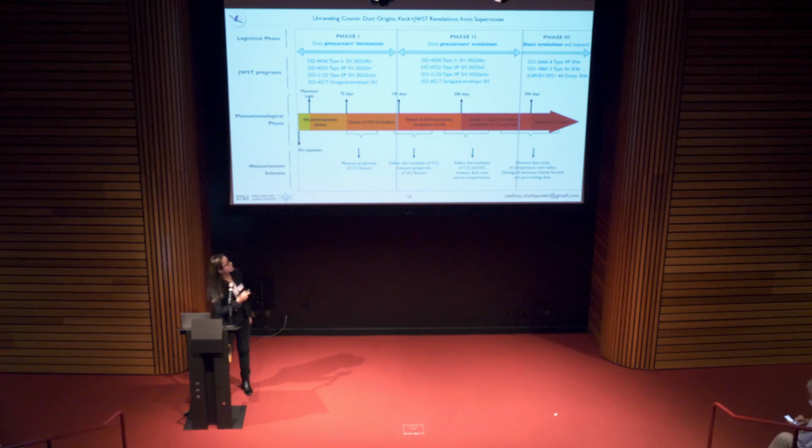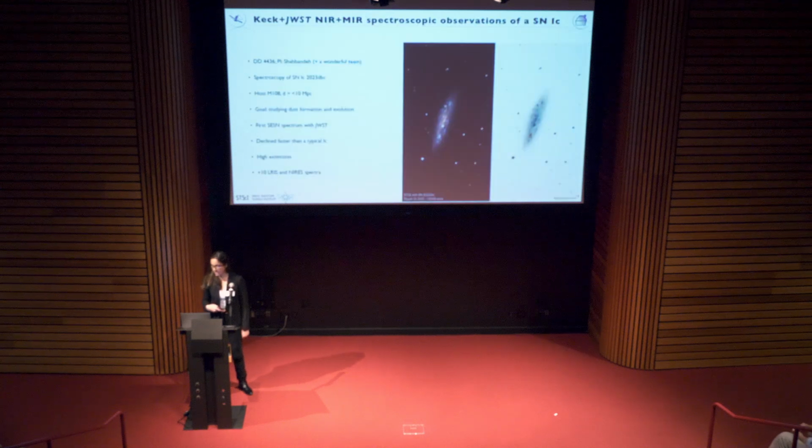And then we can expect them to evolve up to about 200 days, and then after 300 days, we expect them to disappear, and then we expect to see dust signatures showing up. So one of these targets is a type Ic supernova, 2023bc, that exploded this year in March. So we triggered JWST observations on this and Keck LRIS plus NIRES. So we have more than 10 LRIS plus NIRES spectra of this supernova.